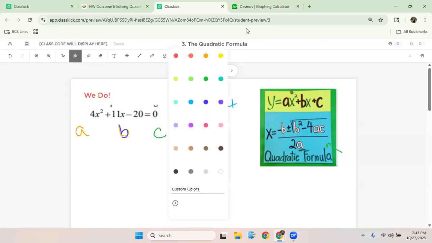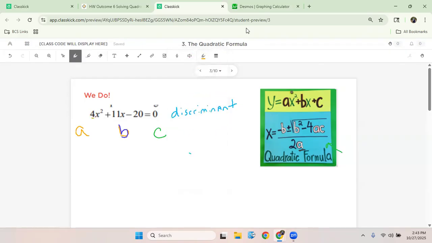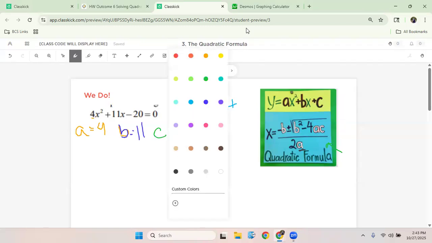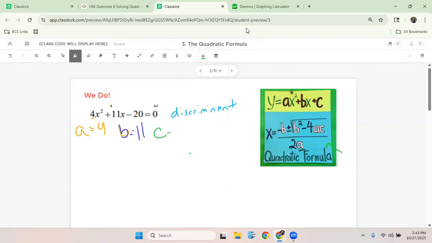Okay, so A is going to be the value of 4. B is going to be the value of 11, that's attached to the linear term. And C is the constant, the one without the variable. And I'm going to write that that is equal to -20.